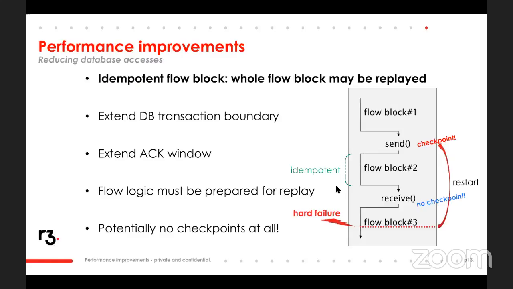So this is a feature that we added to Enterprise, and it actually makes sense that it's an Enterprise feature, because it's very easy to get wrong. If your flow block is not idempotent, then on a hard failure, the whole thing will be replayed, and things go wrong. So it makes sense that it's a business feature and that we can provide some support in evaluating whether your flow, or providing testing to know that your flow, is actually idempotent. So these are the two major features that are currently being developed.